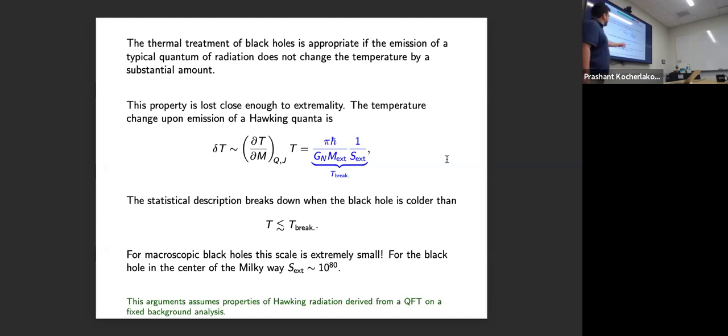So just to give you an idea, if you look at this expression for this breakdown temperature, this is extremely small, of course. So the first term, this ħ over GNM, this is roughly the Hawking temperature that a Schwarzschild black hole with the same mass would have. That's already, for human scales, very small. But this breakdown scale is further suppressed by a factor of the extremal entropy. So just to emphasize, if you thought that the Hawking temperature was small, this is even much smaller. But importantly, this will be important later, these arguments assume that properties of Hawking radiation are derived from doing QFT on a fixed background. That will be important anyway.